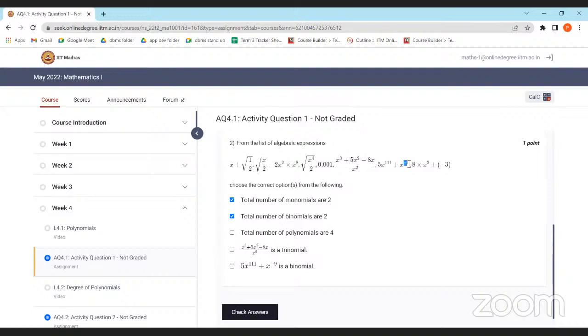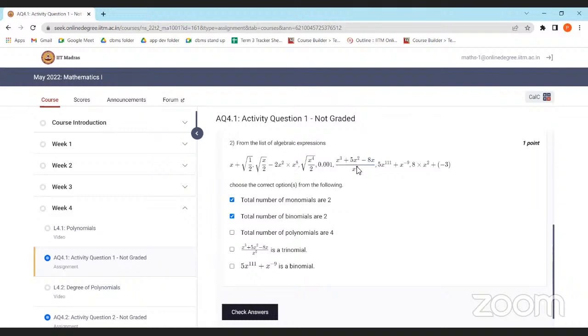Sir, the fifth one, x cube plus 5x square minus 8x by x square. Can anyone tell me? It's a trinomial, right? And the degree? 3? No, it will be a degree of 1. Okay. So if a monomial is there, it's not a polynomial.